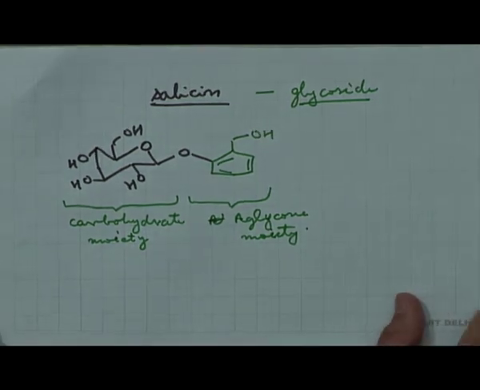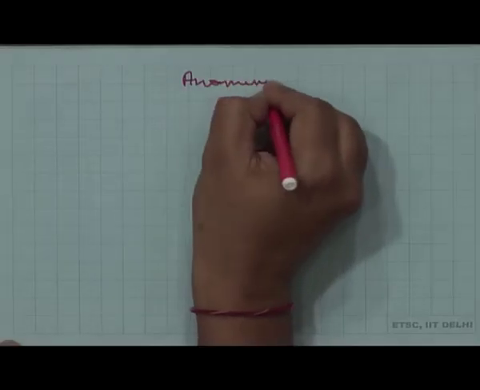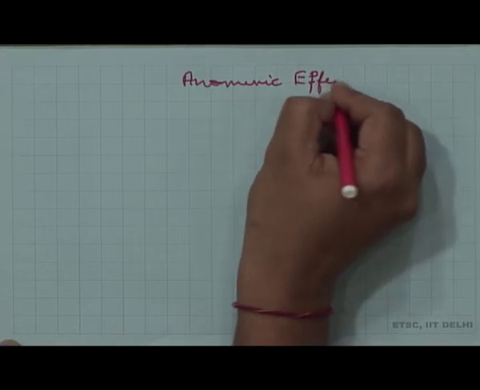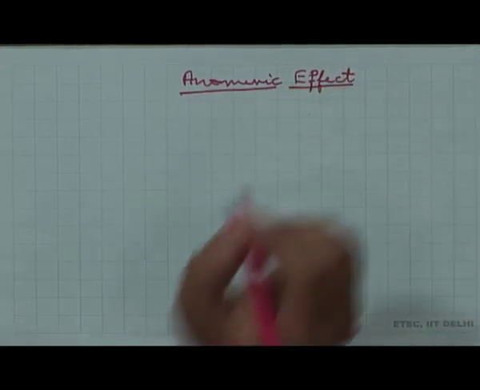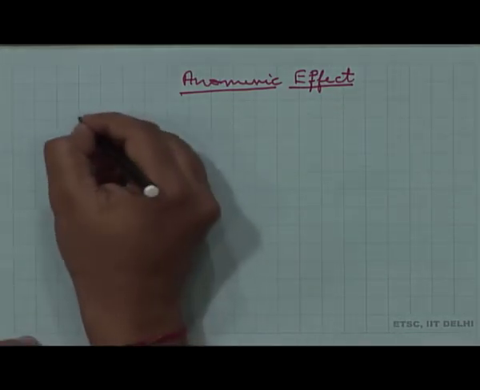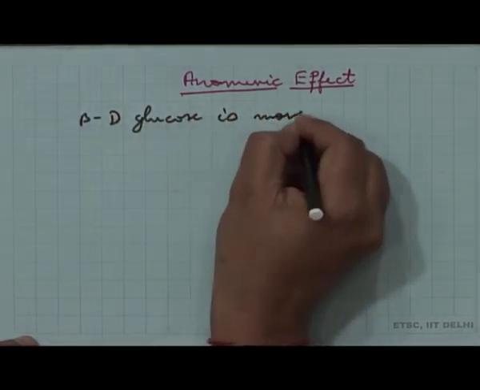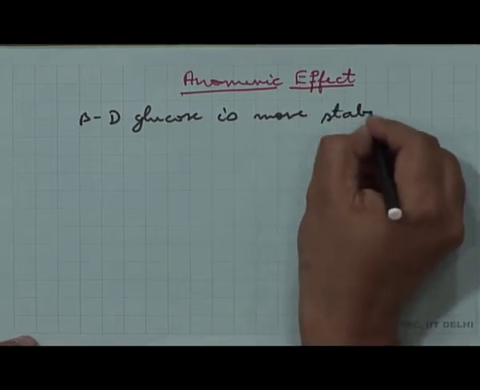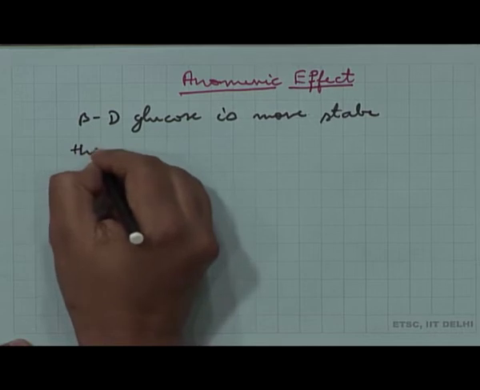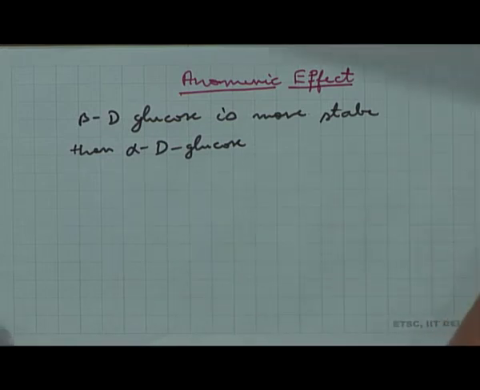Now, I would like to discuss the anomeric effect. What is the anomeric effect? We saw that beta D glucose is more stable than alpha D glucose. Let me explain it again. Why is beta D glucose more stable? Let me take the structures here.